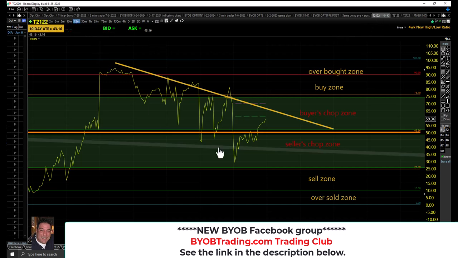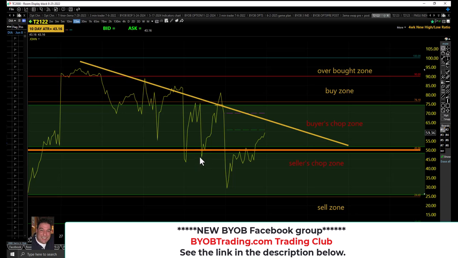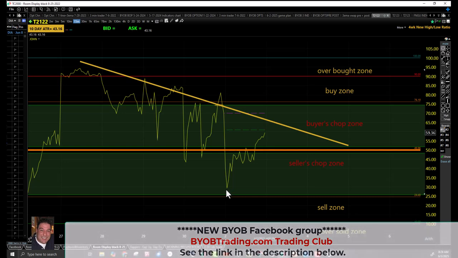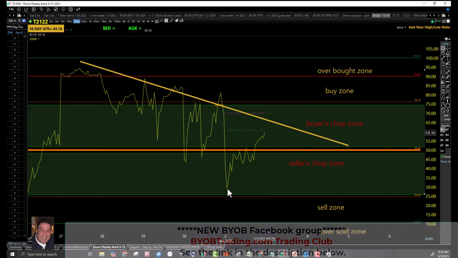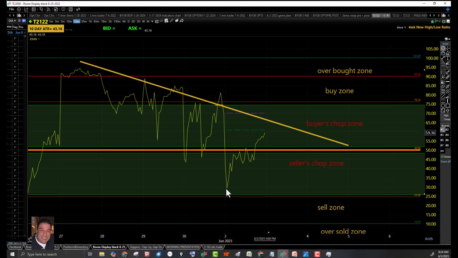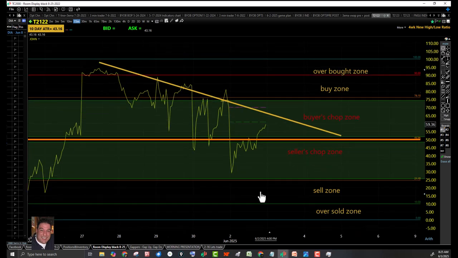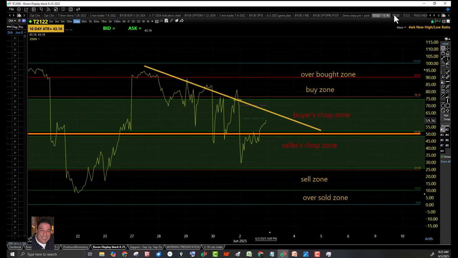So here's T2122. Again, this would be the 30th. We made a higher high. All right, but the bears threw us out of there, and we wound up taking a deep ride into the seller's chop zone here, and ever since that low was put in, we made higher lows and little mini higher highs, managing to close back inside the buyer's chop zone, but still underneath this downtrend line right through there. Okay, so there's T2122.